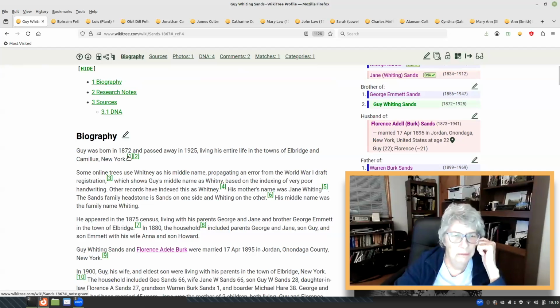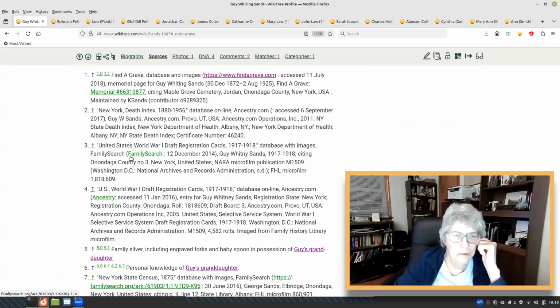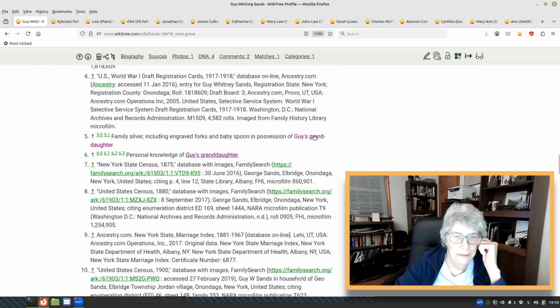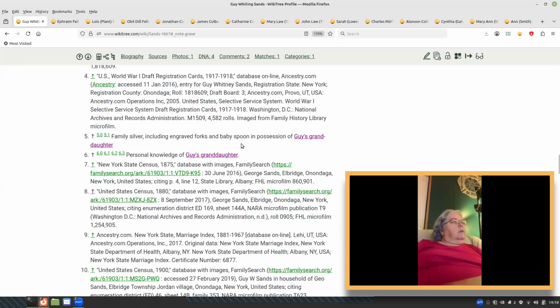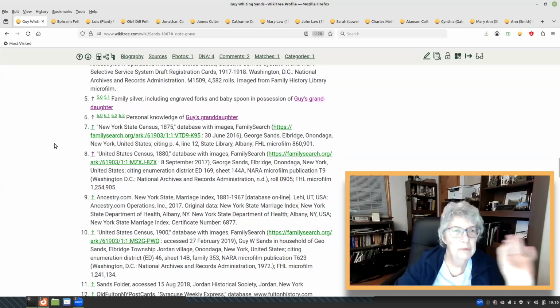So what do we say? I was there. It doesn't say anything about his parents there in the first one. That's just his grave, his death index. We do have his middle name. And we do have his mother's forks. Okay. That proves his mother's maiden name. That proves that she was Jane Whiting.